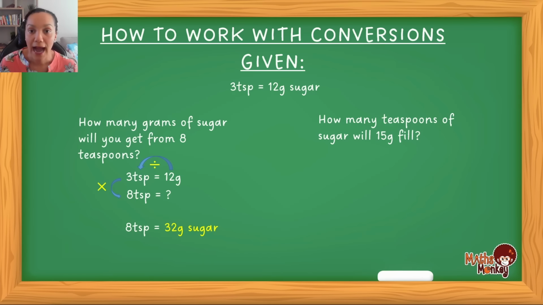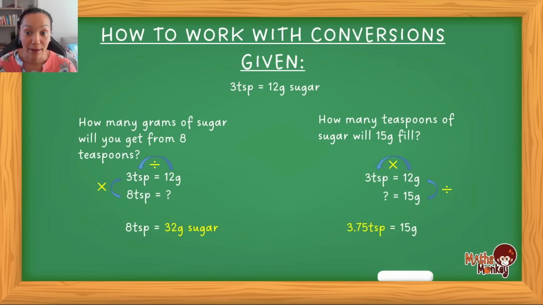So again, I start with the conversion that's given. And in the question, they're giving me 15 grams. So I'm going to place the 15 grams underneath the value that has the same unit, which is the 12. So again, I go anti-clockwise, divide first, then multiply, which means I have 15 divided by 12 multiplied by 3, and my answer is 3.75 teaspoons.